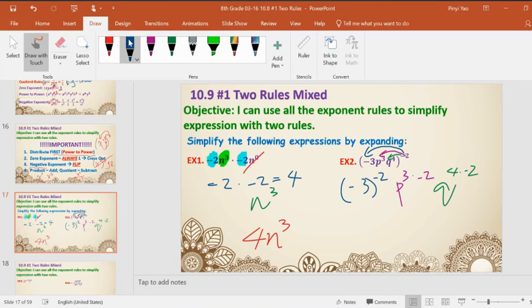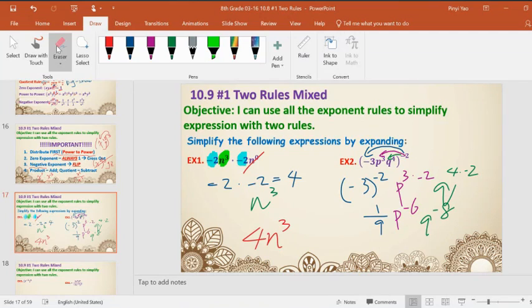That step should give us 1/9. When you see a number, please just type in your calculator. And we see p to the -6. Last one, q to the -8. Second step is zero exponent. I didn't see anything, so we can move on to the third step, which is negative exponents.